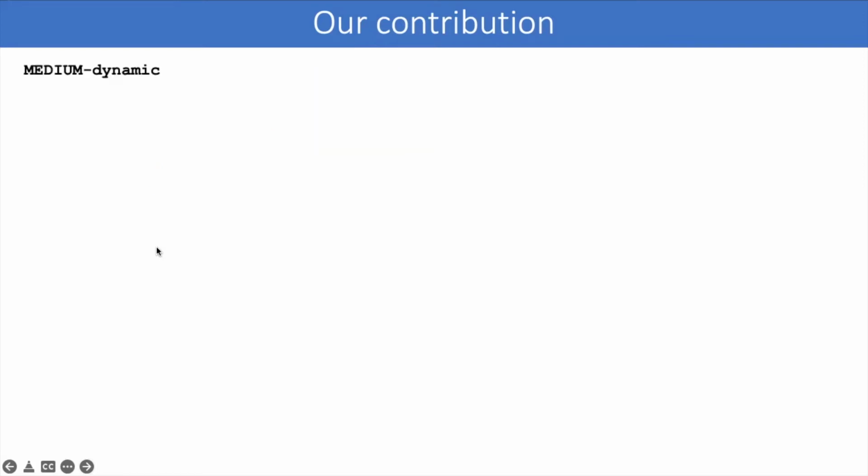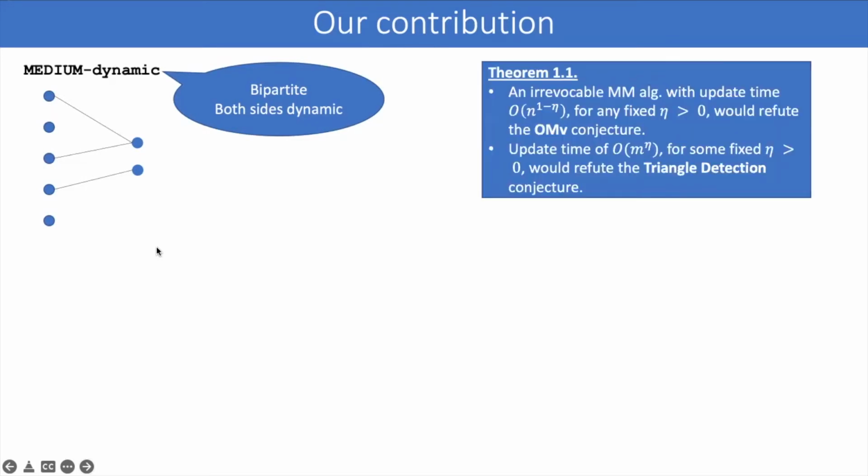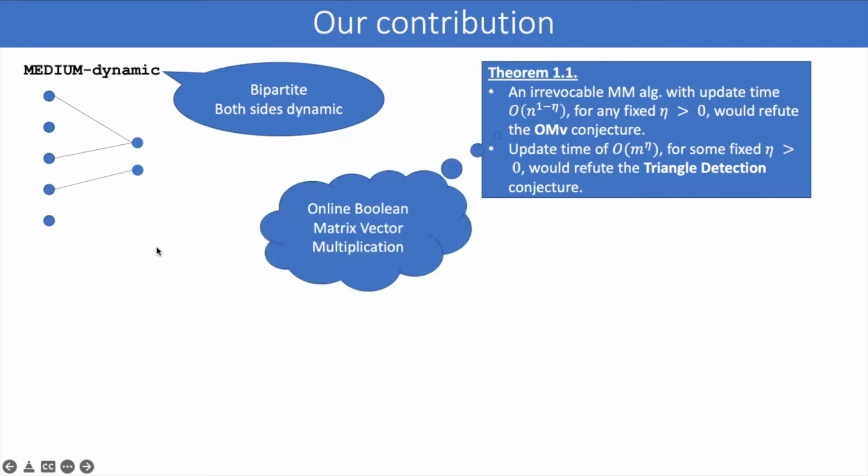We also give a lower bound for what we call the medium dynamic setting. In this setting, we have a bipartite graph with both sides dynamically changing. Our lower bound says that an irrevocable algorithm with a runtime of n to the 1 minus eta for any fixed eta would refute the OMV conjecture. And also an update time of m to the eta for some fixed eta would refute the triangle detection conjecture.